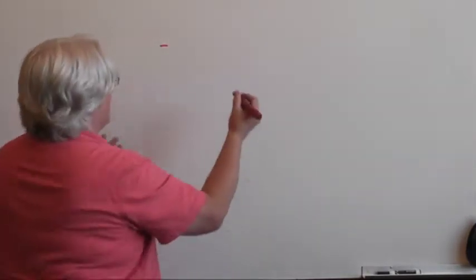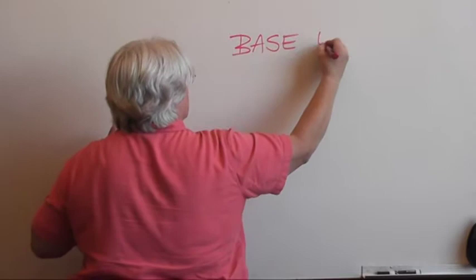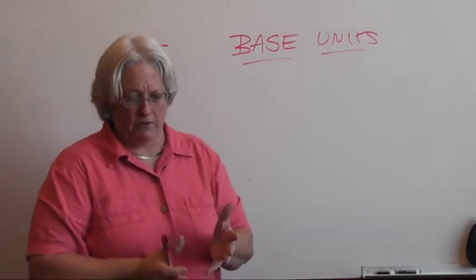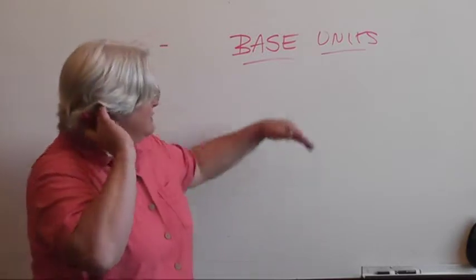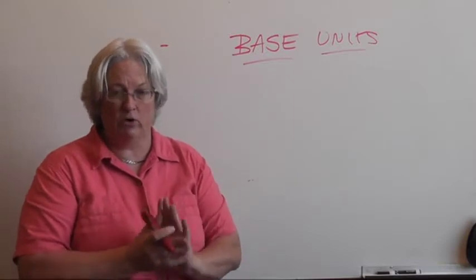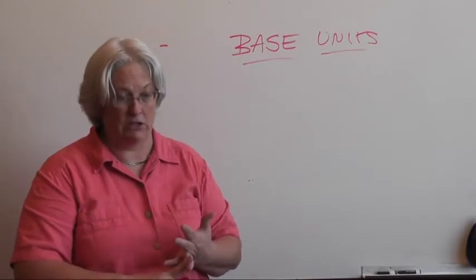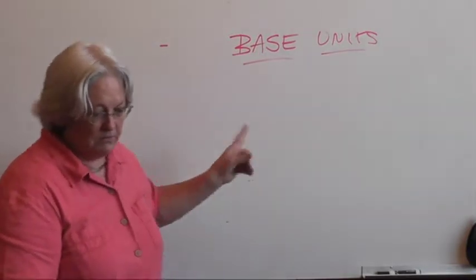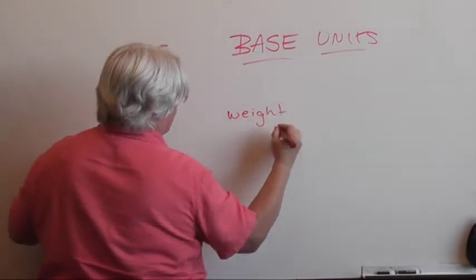So we want to talk now about what they call base units. Base units are the foundation of measurement for weight and for mass, for distance, for volume, for time. And whether you use the chart that I'm going to draw here, or you create your own, you're going to have to know the metric base units and the English base units for volume, for distance, and for time. But first, let's talk about the units for weight and for mass.